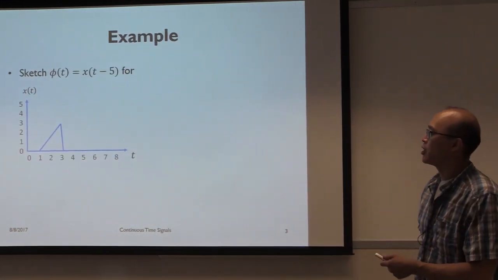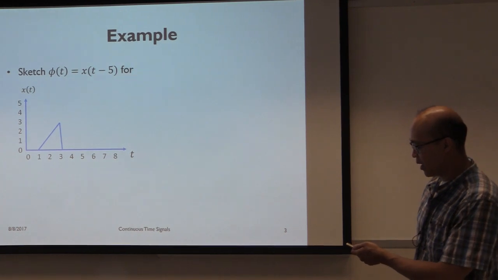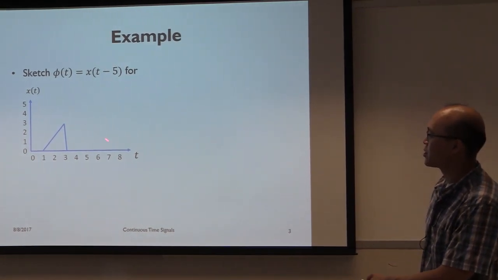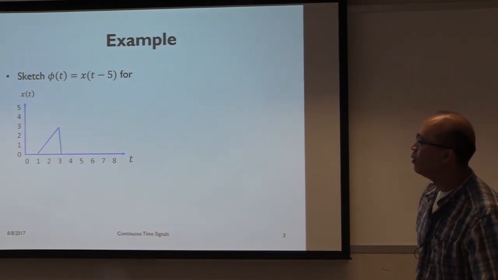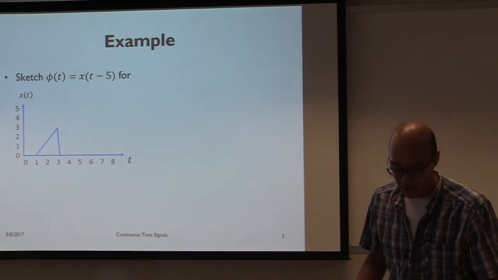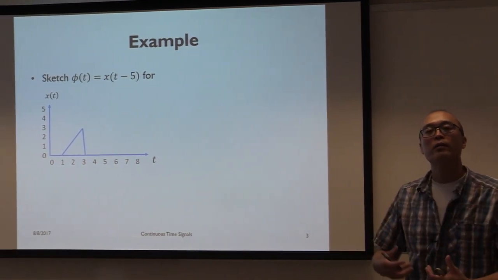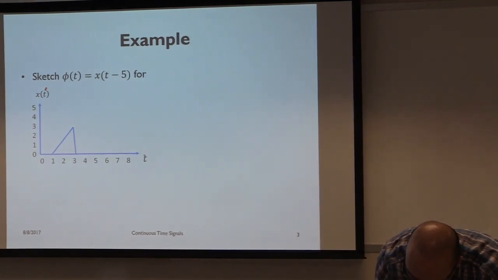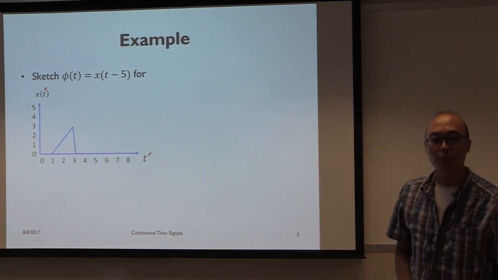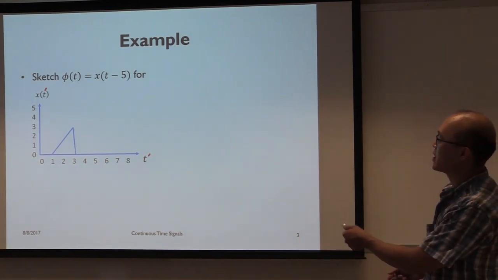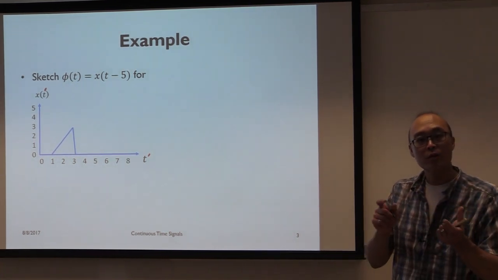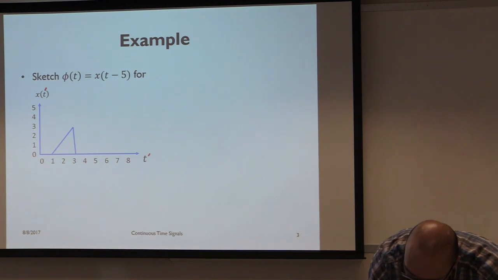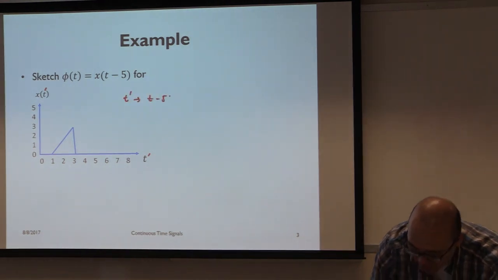Let's say we want to sketch x of t minus 5, where x of t is this original signal over here. One simple way to think about doing this example is to essentially rewrite the time axes. So our original signal we can define as x of t prime, and this axis here as t prime. And what we want to sketch is x of t minus 5. So we're essentially doing a transformation of our time axis. We want to go from t prime to t minus 5.